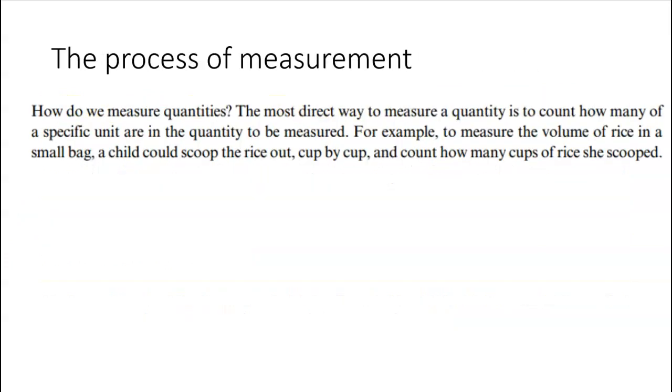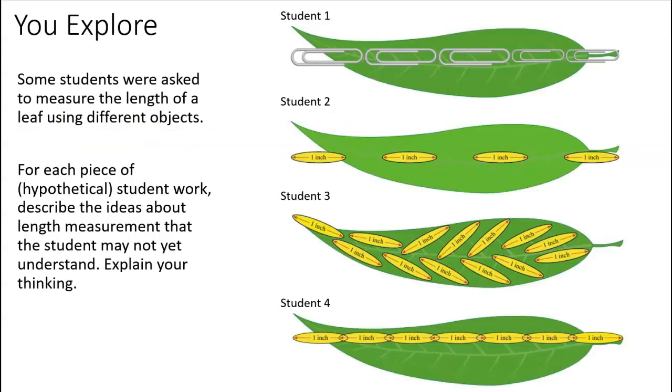So how do we actually measure quantities? The most direct way to measure quantity is to count how many specific units are in the quantity. For example, to measure a volume of rice in a bag, we could scoop the rice out cup by cup and count how many cups of rice are scooped. So we've got a You Explore here. Pause. This is a great one. Press play when you're ready to move on.